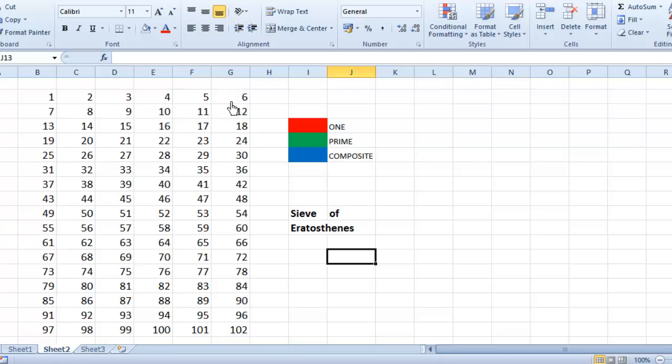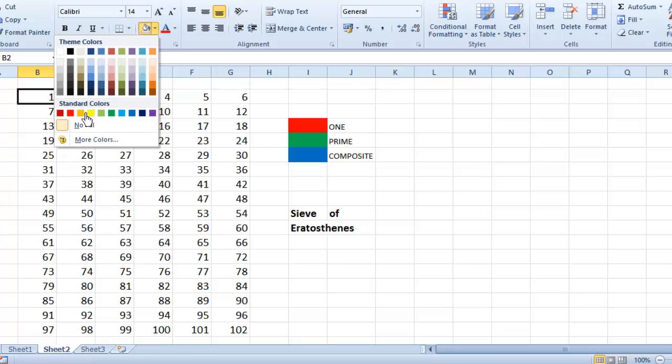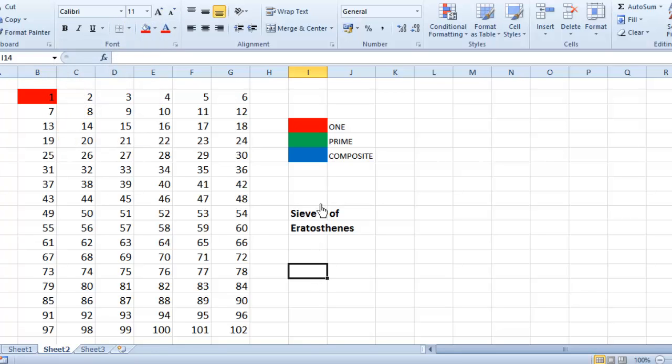So 1 to 6 in the first row, then 7 to 12 in the second row, and so on till 102, because we need to find only till 102. First of all, we are going to highlight the very first number, 1, in red, because that is a special, unique number. It is neither prime nor composite. And then we are going to highlight all the prime numbers in green and all the composite numbers in blue.